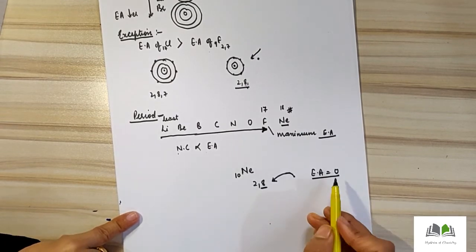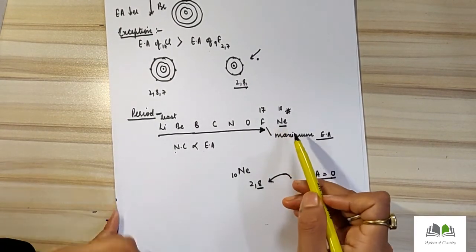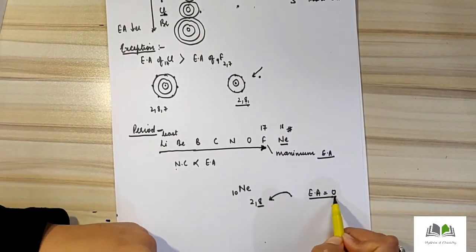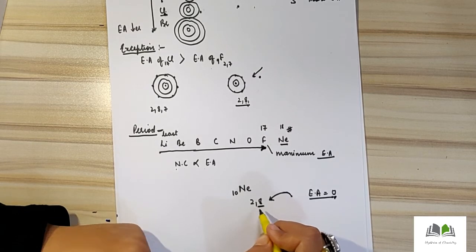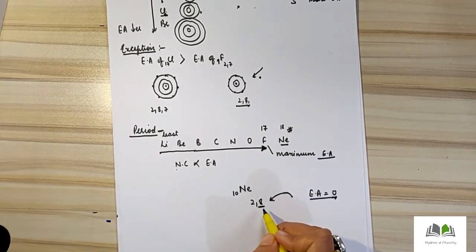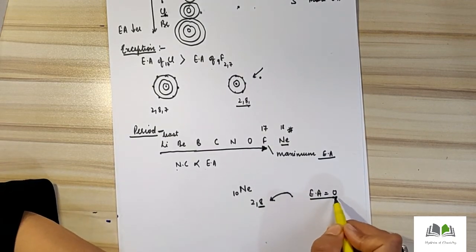So this is a very, very important question. Two important questions are there. Number one, why do the noble gases or the 18 group elements have 0 electron affinity? What is the reason behind it? Because the outermost shell has a stable electronic configuration. It has a complete octet. So that is why no extra electron is added. That is why the electron affinity value is 0.